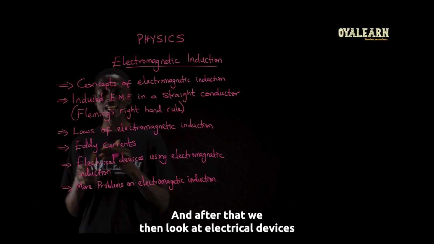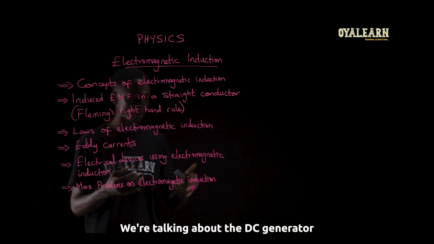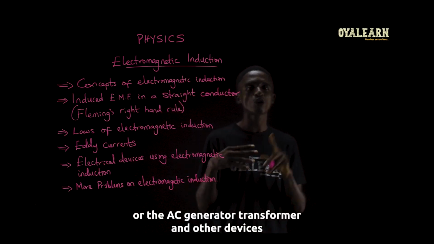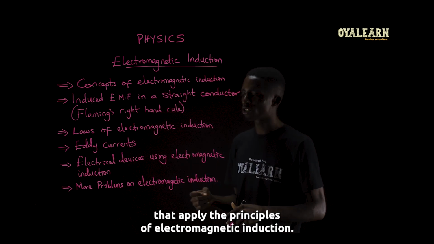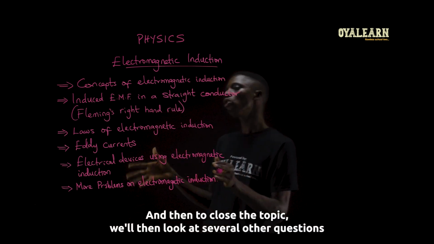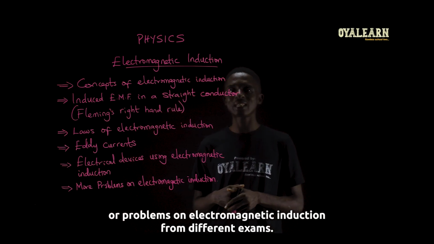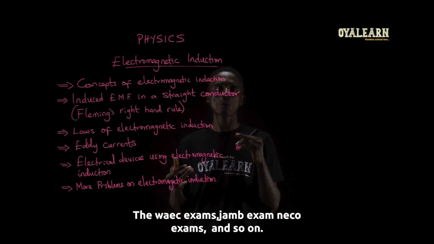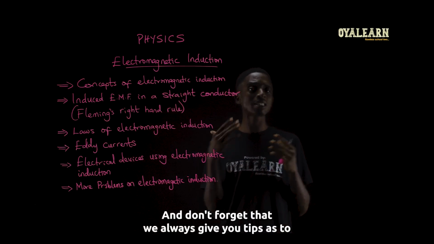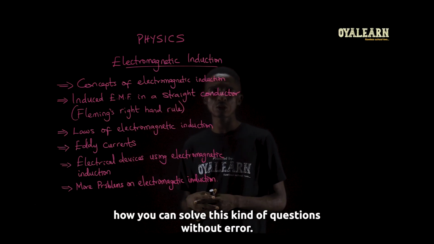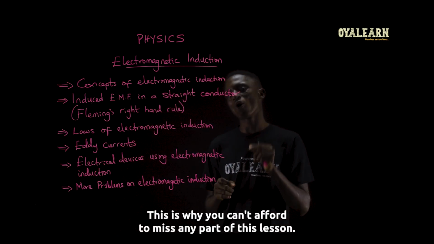After that, we then look at electrical devices that use the principle of electromagnetic induction. We're talking about the DC generator, the AC generator, transformer, and other devices that apply the principles of electromagnetic induction. And then to close the topic, we'll look at several other questions or problems on electromagnetic induction from different exams, the WAEC exams, the JAMB exams, the NECO exams, and so on. And don't forget that we'll always give you tips as to how you can solve those kinds of questions without error. This is why you can't afford to miss any part of this lesson.